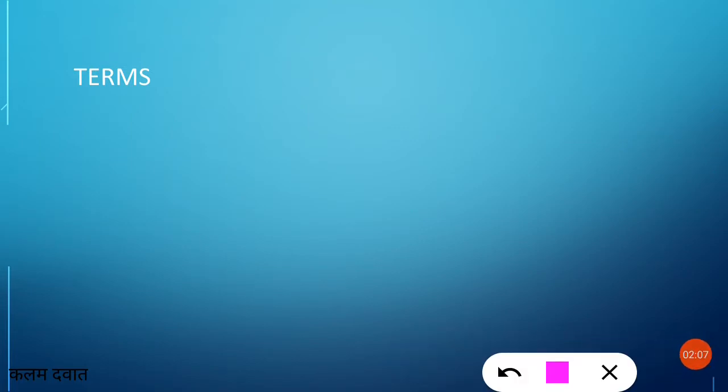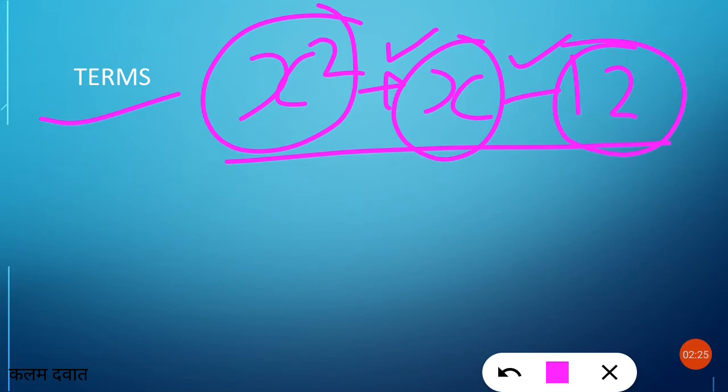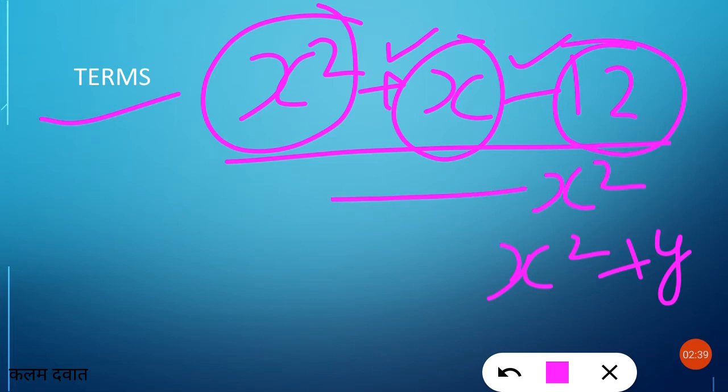Next is terms. Suppose this is a polynomial and we have to find the number of terms. So terms are separated by these signs, plus, minus, addition, subtraction. So there are three terms in this polynomial, 1, 2, 3. A polynomial can have only one term, or only two terms or three terms and many terms. So on the basis of the number of terms, a polynomial is said to be monomial if the number of terms is 1, as mono means 1.